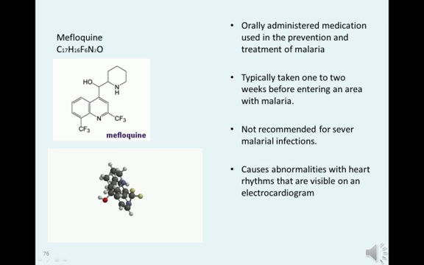Mefloquine is an orally administered medication used in the prevention and treatment of malaria. It's typically taken 1 to 2 weeks before entering an area with malaria. It is not recommended for severe malarial infections. It causes abnormalities with heart rhythms that are visible on an electrocardiogram.